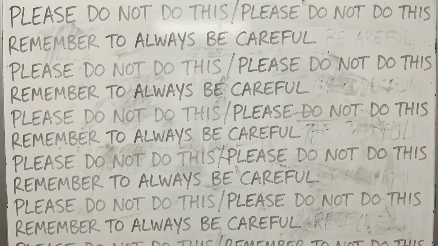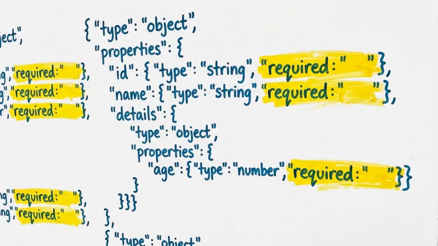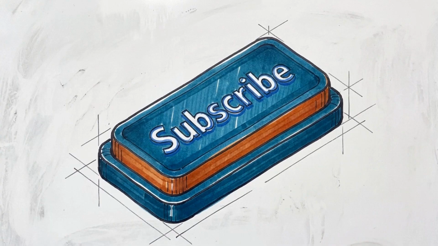True AI architecture is not about begging models to behave in plain text. It is about building rigid, unforgiving contracts that force them to succeed.